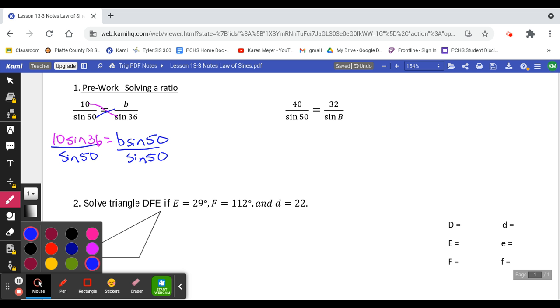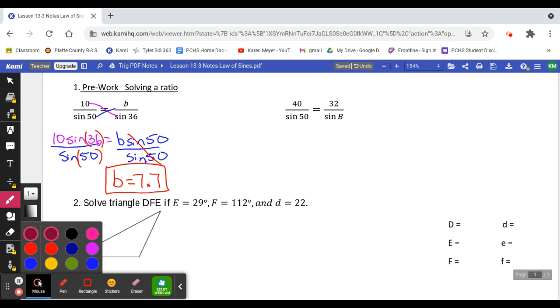So I could just set this problem up. Now that I know that, I could just look at this and say, oh, okay, I'm going to take 10 times the sine of 36, and I'm automatically going to divide that by the sine of 50 because that is across from my letter B. So right now, just type this into your calculator. Let's make sure we close our parentheses here when our calculator opens the parentheses. So 10 sine 36, close my parentheses, divided by sine of 50, close my parentheses. And if I round to the tenths, I get b to equal 7.7.